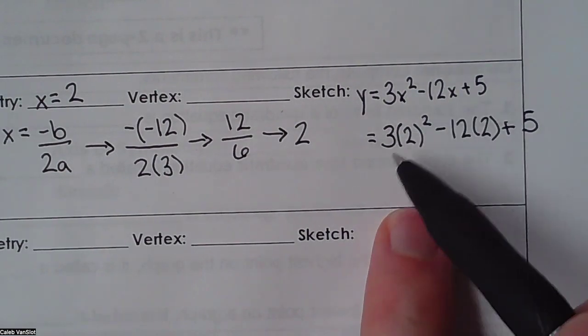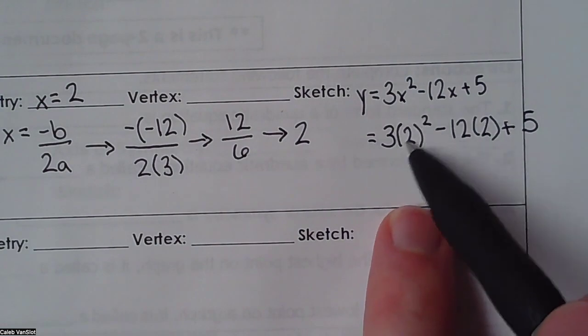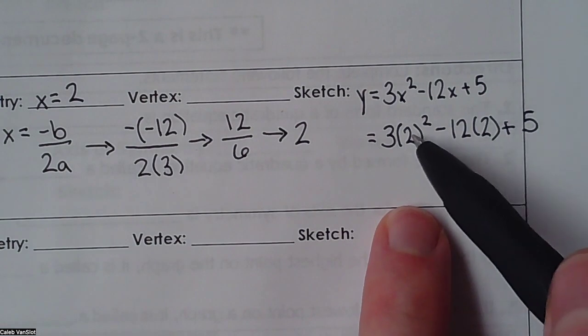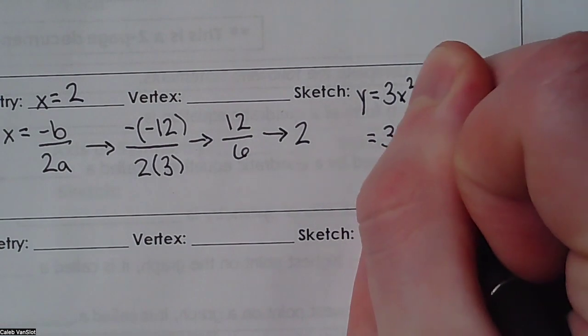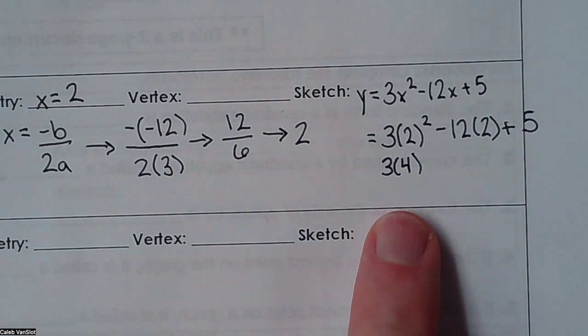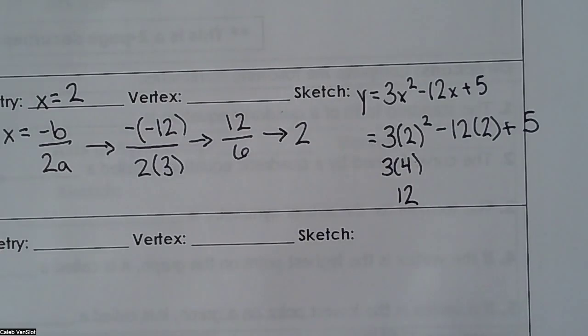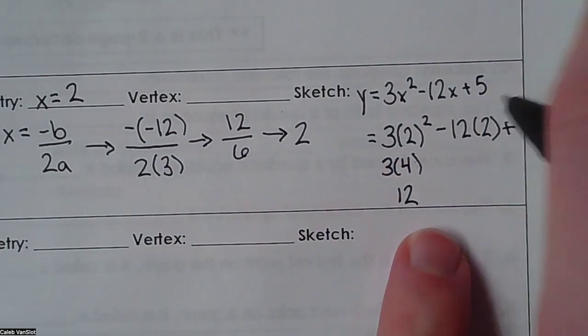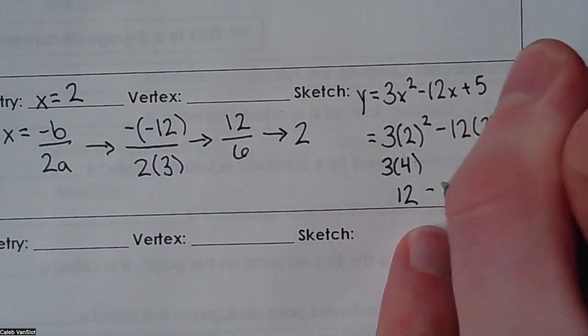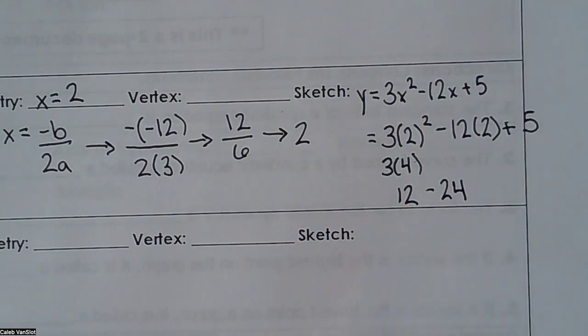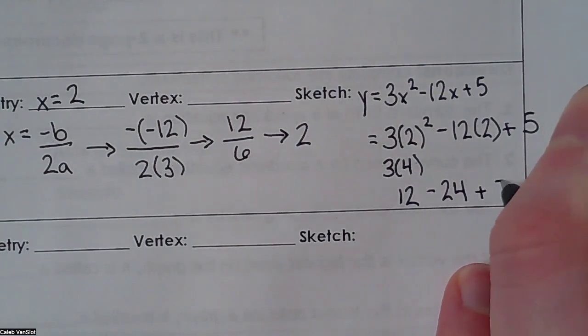Again, order of operations, you guys. Make sure that you're only squaring your 2. Make sure you don't multiply these and then square it, right? So 2 squared is 4, right? And then 3 times 4 is 12. Okay, I'm going to bring this down. 12 times 2 is going to be that negative 24 because we have a minus sign there. And plus 5.